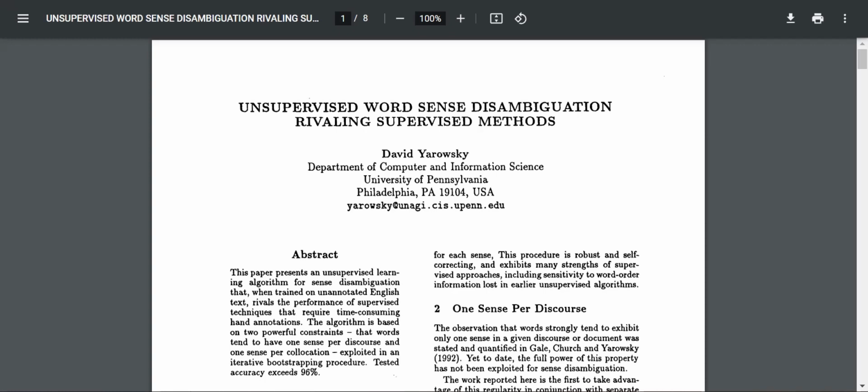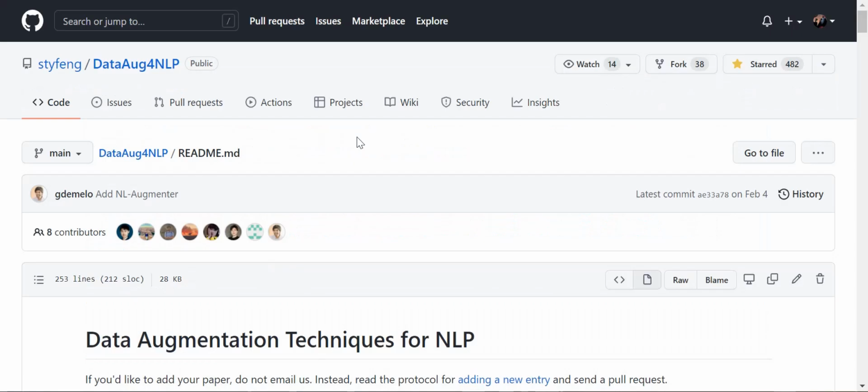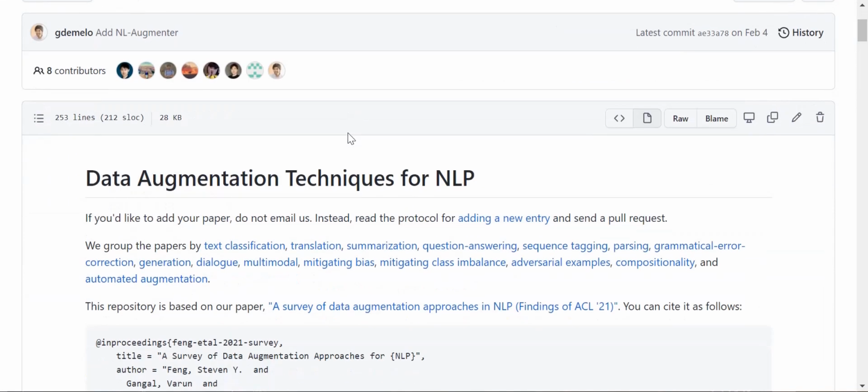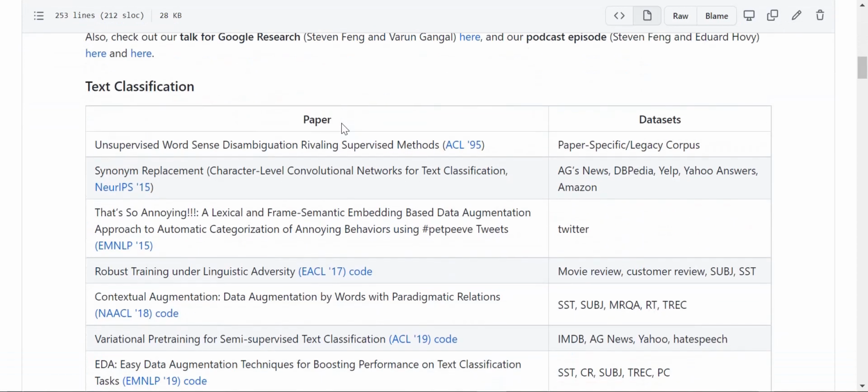Hello everyone. So in today's video we are going to go over this old paper by David Yarowsky on unsupervised word sense disambiguation, rivaling supervised methods. So this is the first paper mentioned in this GitHub repository, which mentions papers for data augmentation techniques in natural language processing. So I'll try to cover all the ones which I find relevant for my work, and I also wish to share with others.